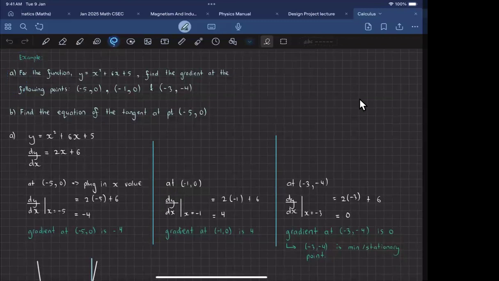Okay, no problem. Kirsten, basically what we're doing is differentiating the function, and wherever the point is, we're taking the x value from the point and plugging it in. So we had x squared plus 6x plus 5. If you differentiate that, you get 2x plus 6. To find the gradient at (-5, 0), you plug in the x value, which is -5. So that's 2 times -5 plus 6, which is -4. So the gradient at (-5, 0) is -4.